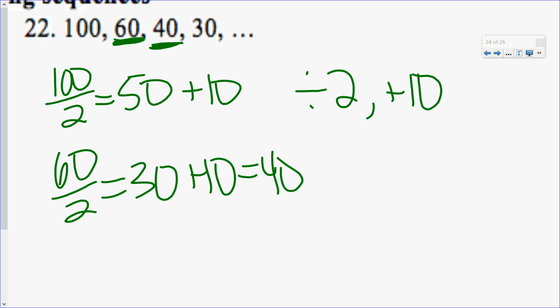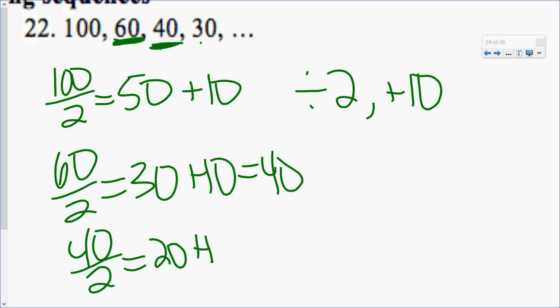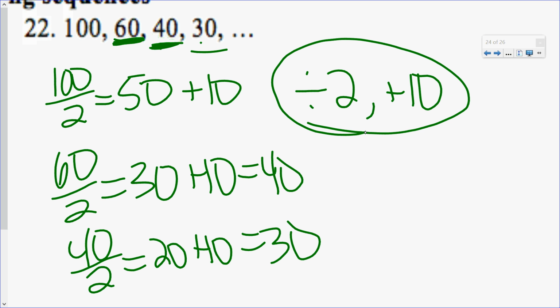Let's see if that same rule gets me from 40 to 30. Take 40 divided by 2, add 10. It worked! So that's my rule. I'm dividing by 2, and then I'm adding 10. Now that we've determined that, I want you to write the recursive formula based on that rule. I'll give you about 15, 20 seconds.